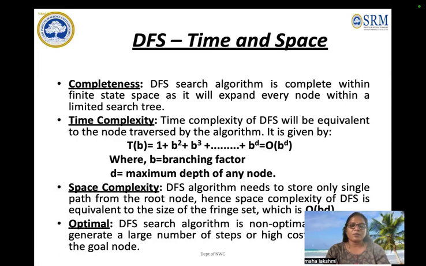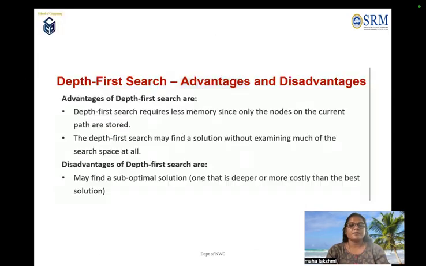If you consider space complexity, the DFS algorithm needs to store only a single path from the root node. Hence, the space complexity of DFS is equivalent to the size of the fringe set, which is O(b·d). As for optimality, the DFS algorithm is not optimal, because it may generate a large number of steps or high cost if the node is available at an infinite depth.